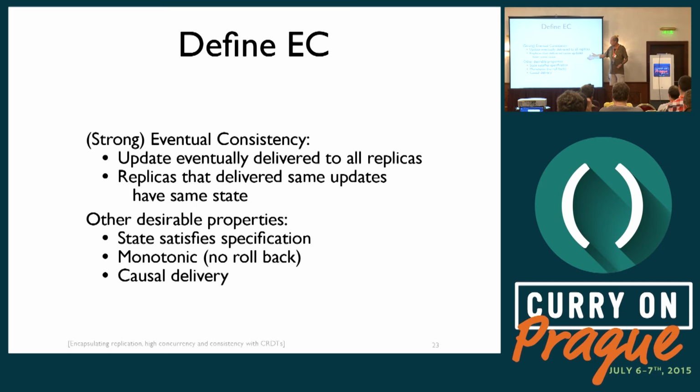There are some systems that do this by doing some kind of tentative update and then rolling back, and then another tentative update and then rolling back. That's really bad, so you don't want that. You want it to be monotonic. And as I explained earlier, you don't want these message delivery anomalies. You want causal delivery.